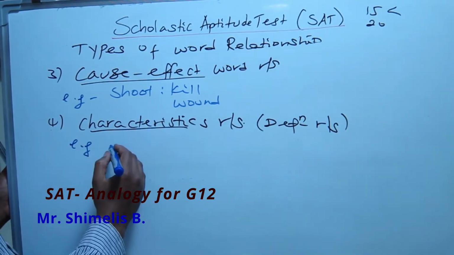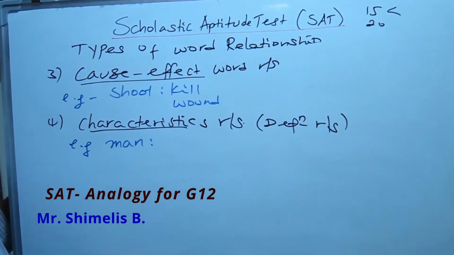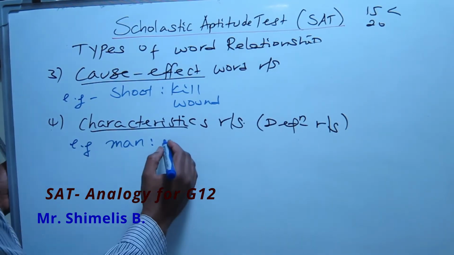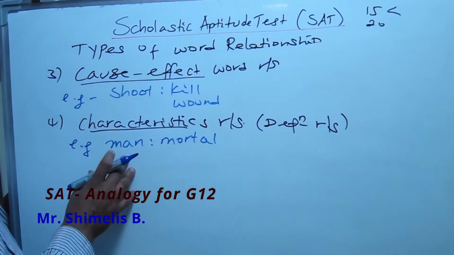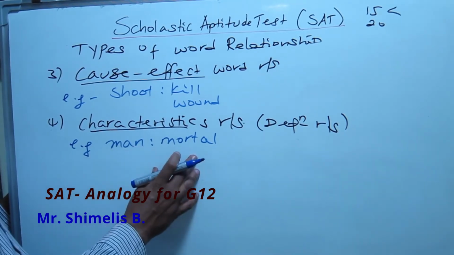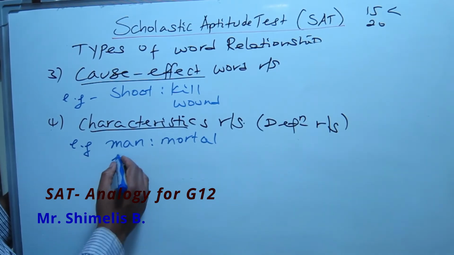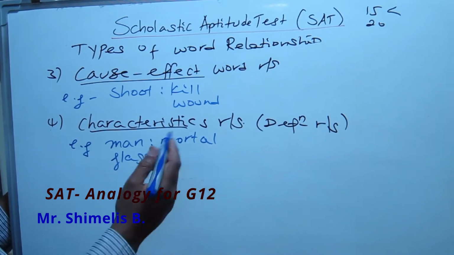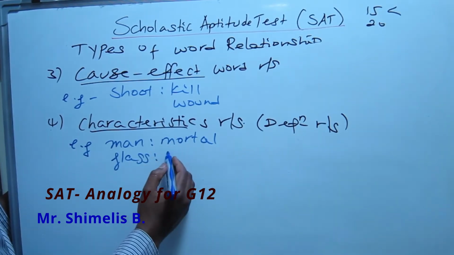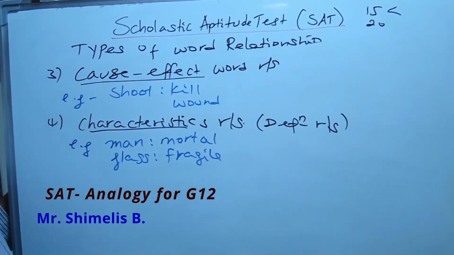If I take man, for example, what would man be characterized by? Maybe man is mortal, isn't it? Man is mortal. So mortality is a characteristic of human being. So man is related to mortal in its characteristics. Maybe let's say glass is related to maybe fragile, or yes, fragile. Glass is fragile, of course.